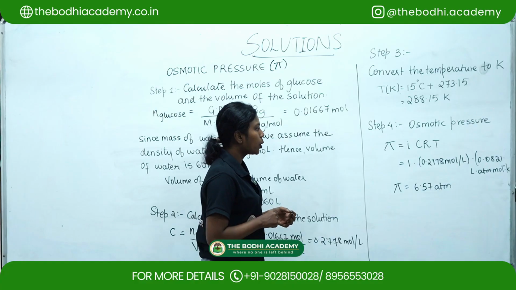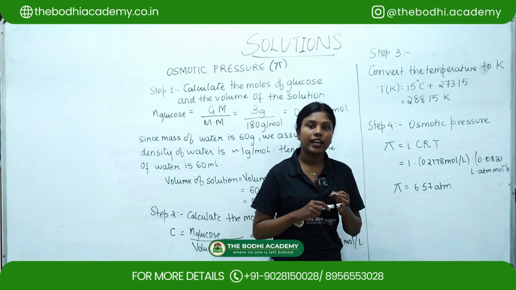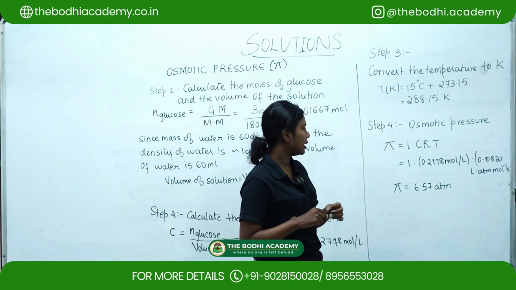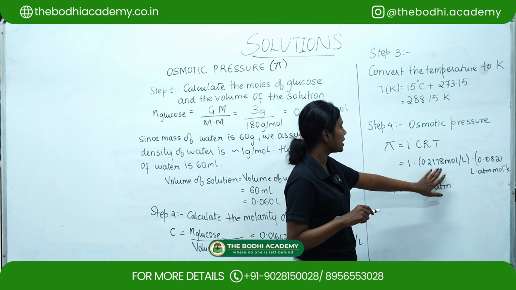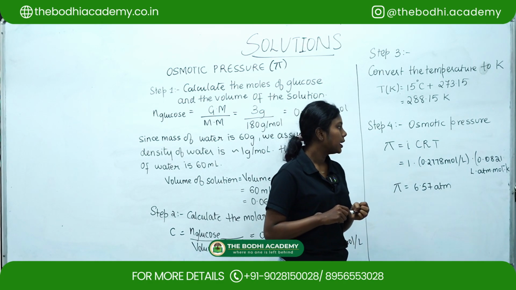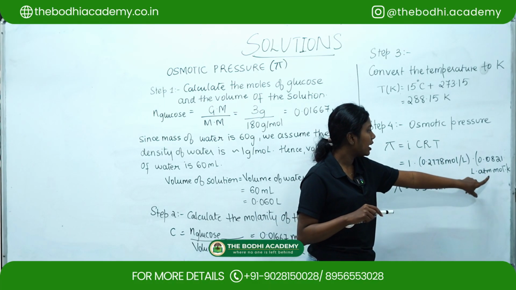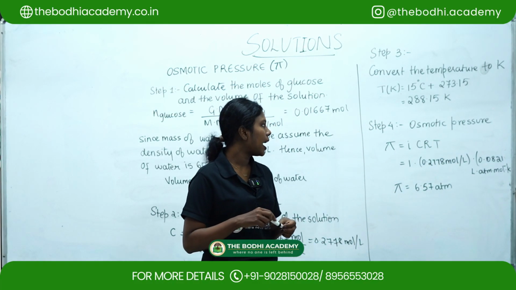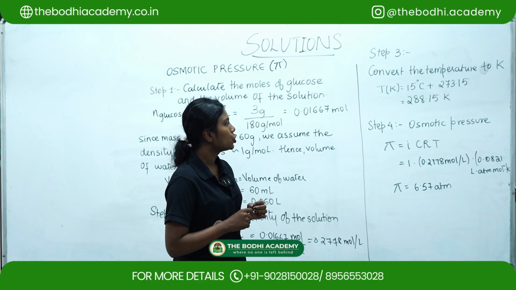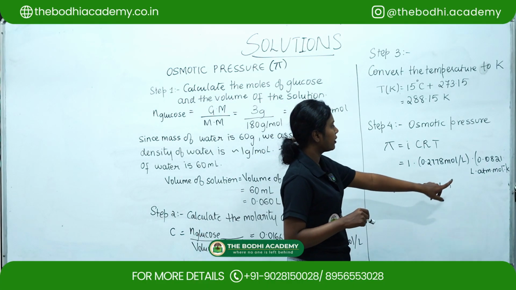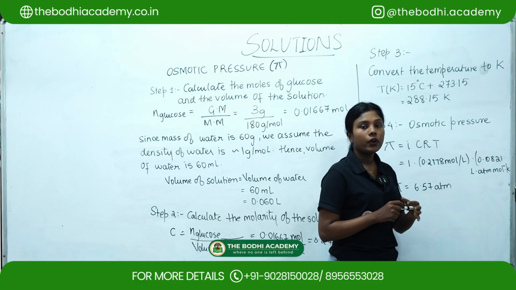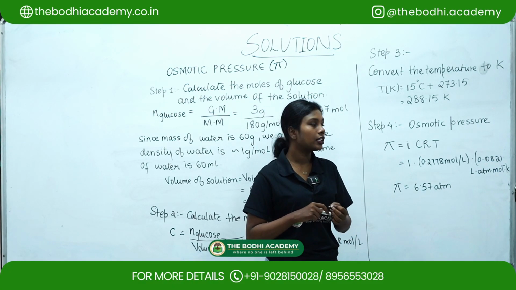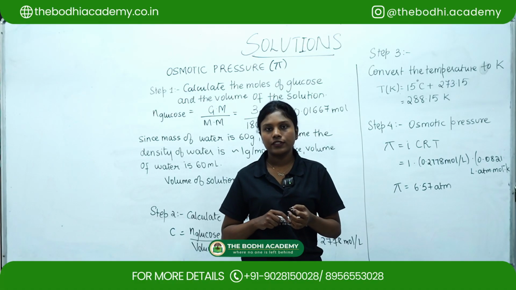Now finally moving to the osmotic pressure, the formula is given by pi equals iCRT. For this problem, i, that is my Van Hoff factor, is known to be 1. C, that is my molarity, we have found to be 0.2778 moles per liter. R is the gas constant, 0.0821, and the temperature is already calculated. Finally we end up having the osmotic pressure of this solution to be 6.57 atmosphere.